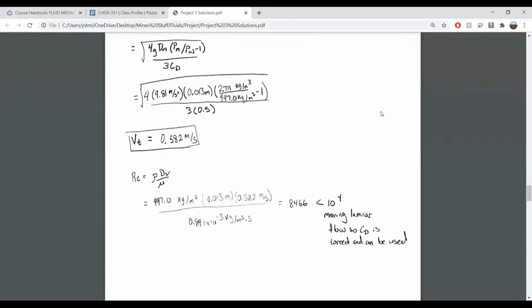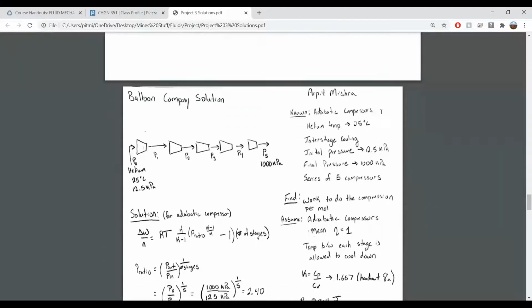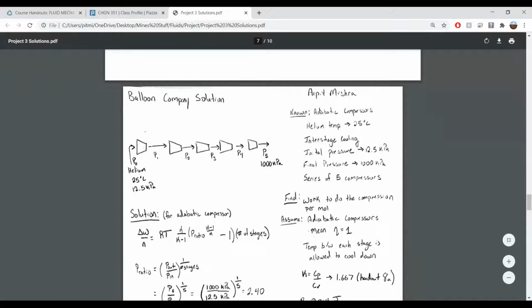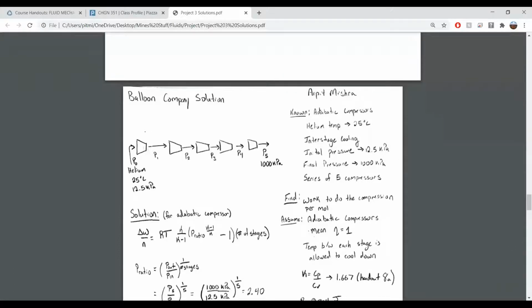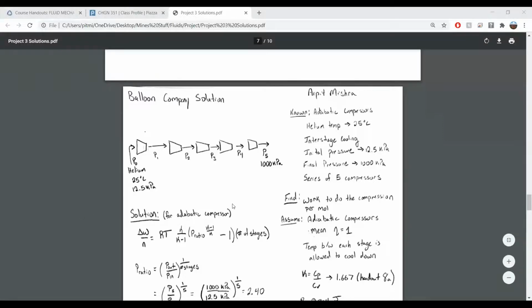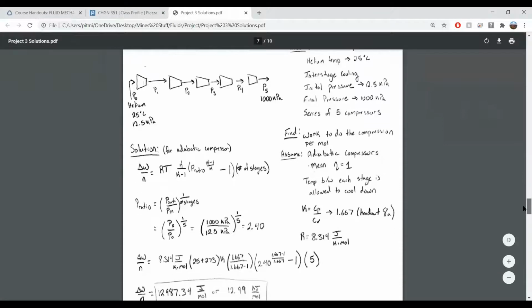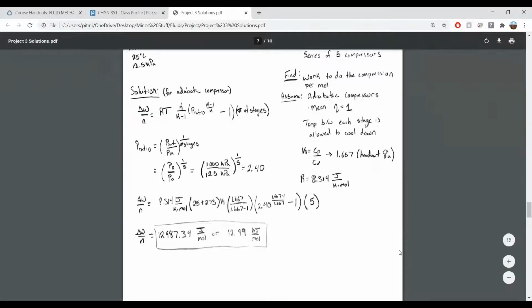And then moving on to my next problem, which covers, I believe, topic 9, which is compressible flow. I say that you work for a balloon company. There's a series of adiabatic compressors, and you basically are compressing helium from a room into like their little tanks. And there's a series of 5 compressors that they go through, and there's interstage cooling. And I ask for the work to do the compression per mole.